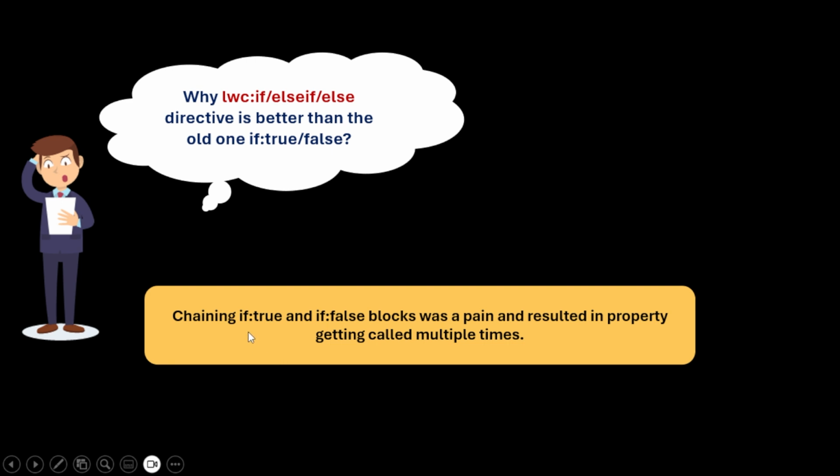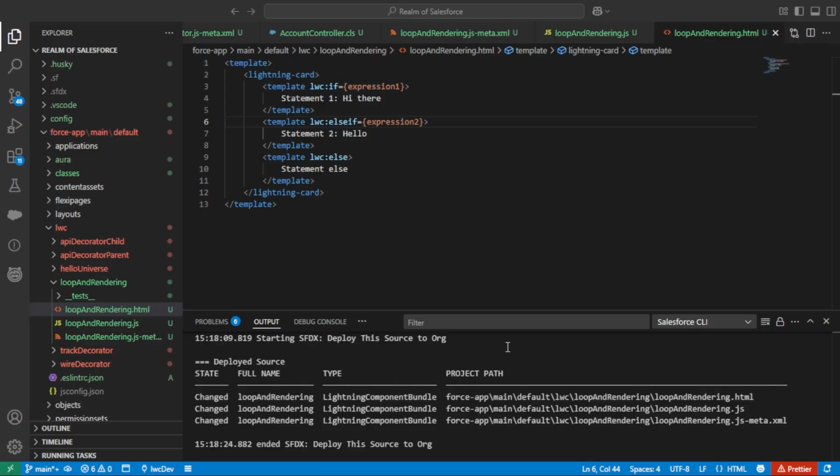So the question is, why is the LWC if else directive better than the old one, which is if true and if false? I know I haven't taught you what if true and false are, and that is also not needed because these will be deprecated in future. But the reason is chaining if true and false blocks was a pain and resulted in properties getting called multiple times. So let's see with the help of an example.